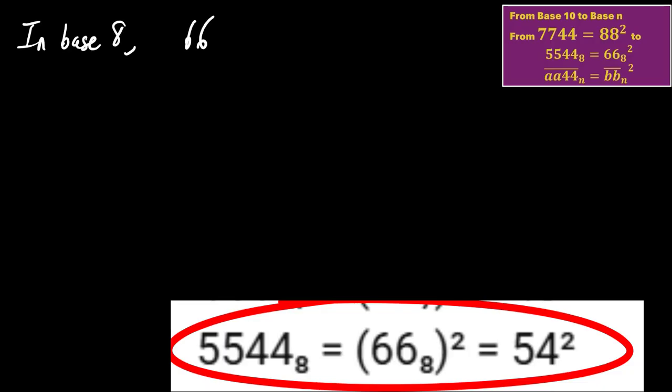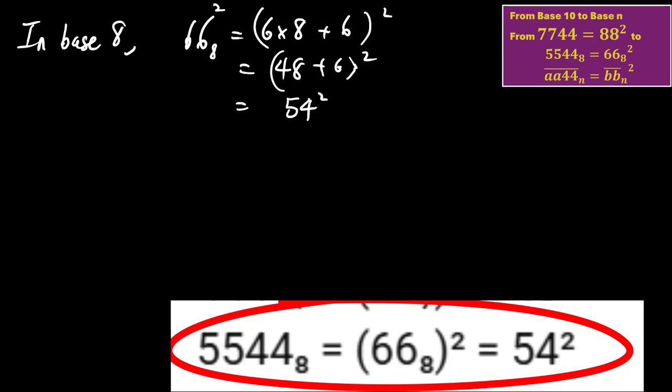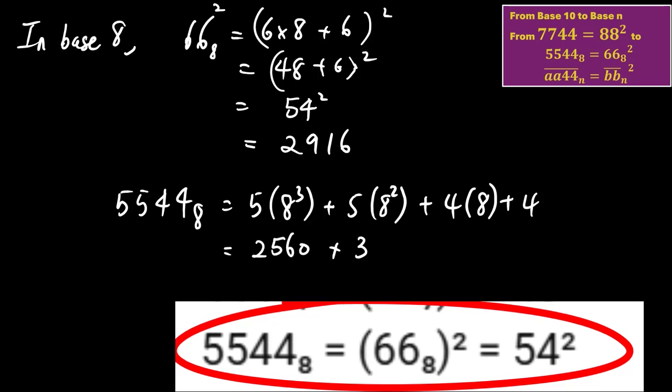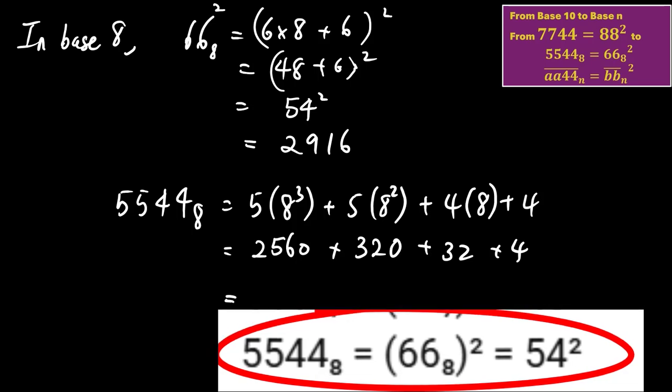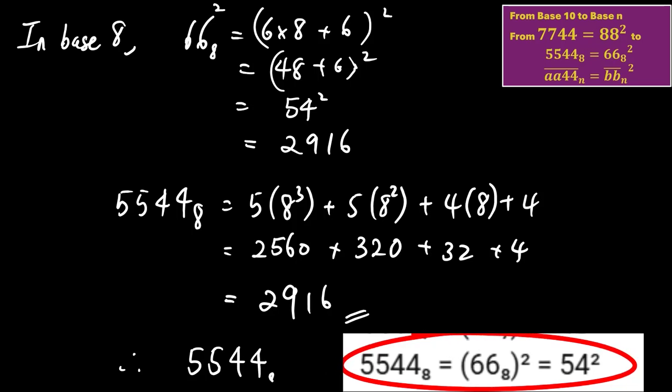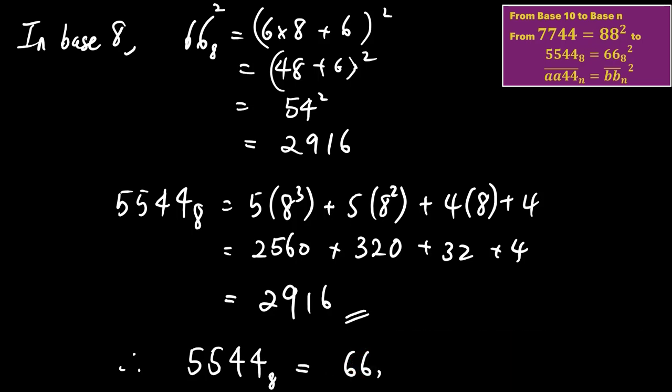In base 8, 66 is 6 times 8 plus 6, and the square will be equal to 48 plus 6 squared, that is 54 squared, and this is 2916. And 5544 base 8 is 5 times 8 to the power 3, 5 times 8 squared, 4 times 8, and 4 times 1. So this will be 2560, 320, 32, and 4, and it's indeed 2916. So 5544 base 8 is equal to 66 base 8 squared.